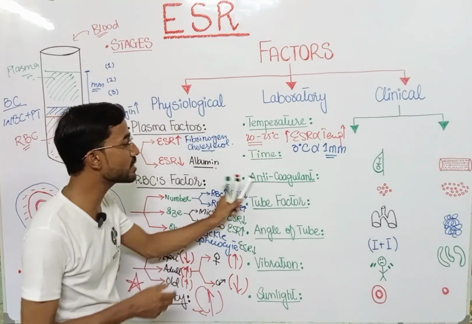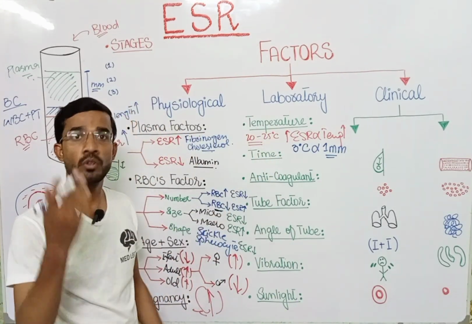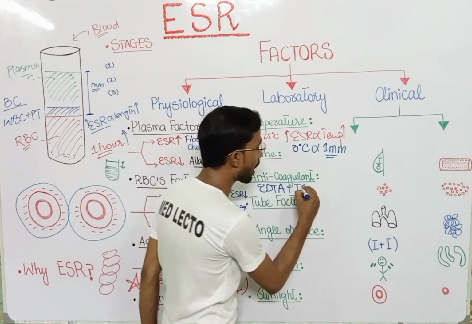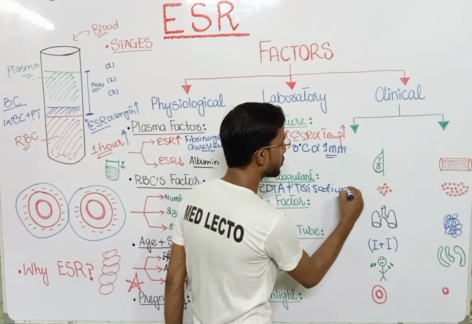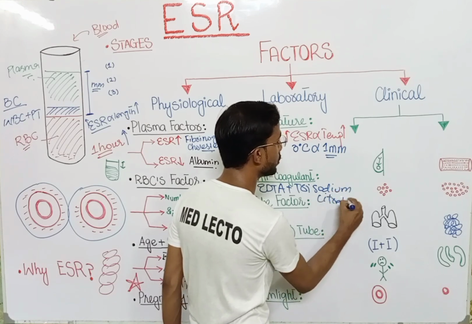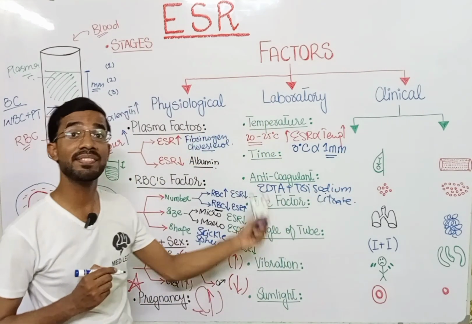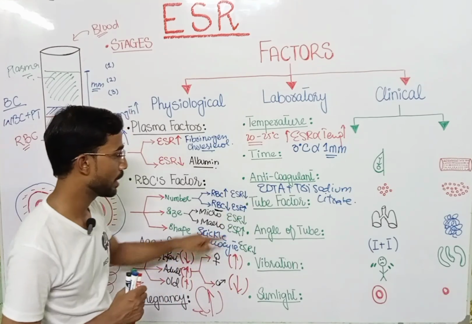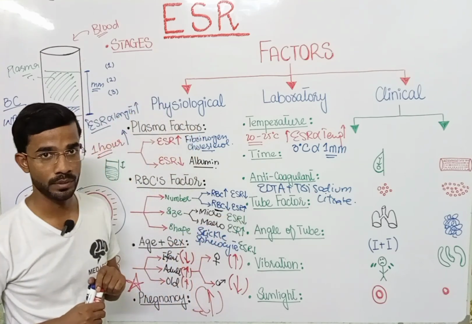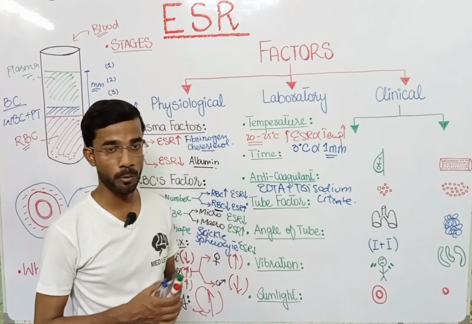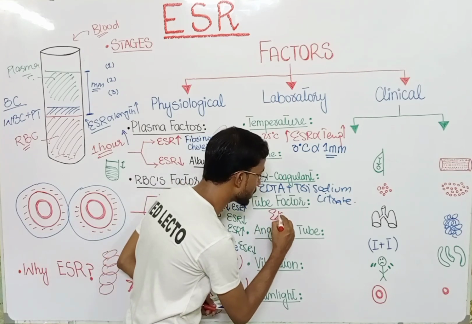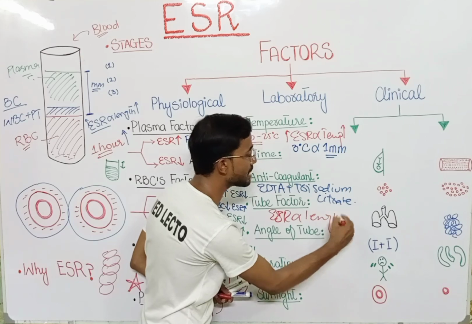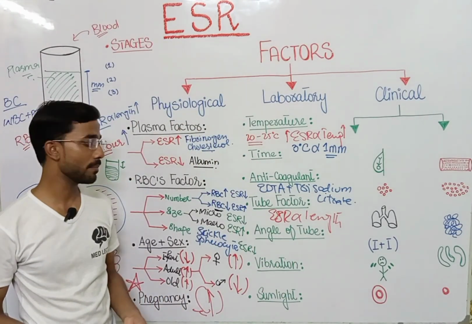Okay. Next is the anticoagulant. We normally use the 2 most important anticoagulants, EDTA and trisodium citrate, and that will depend on the method in which you do the ESR. Second is the tube factor. Tube length also plays an important role, because tube length is directly proportional to ESR. If we increase the length of the tube, the ESR will increase.